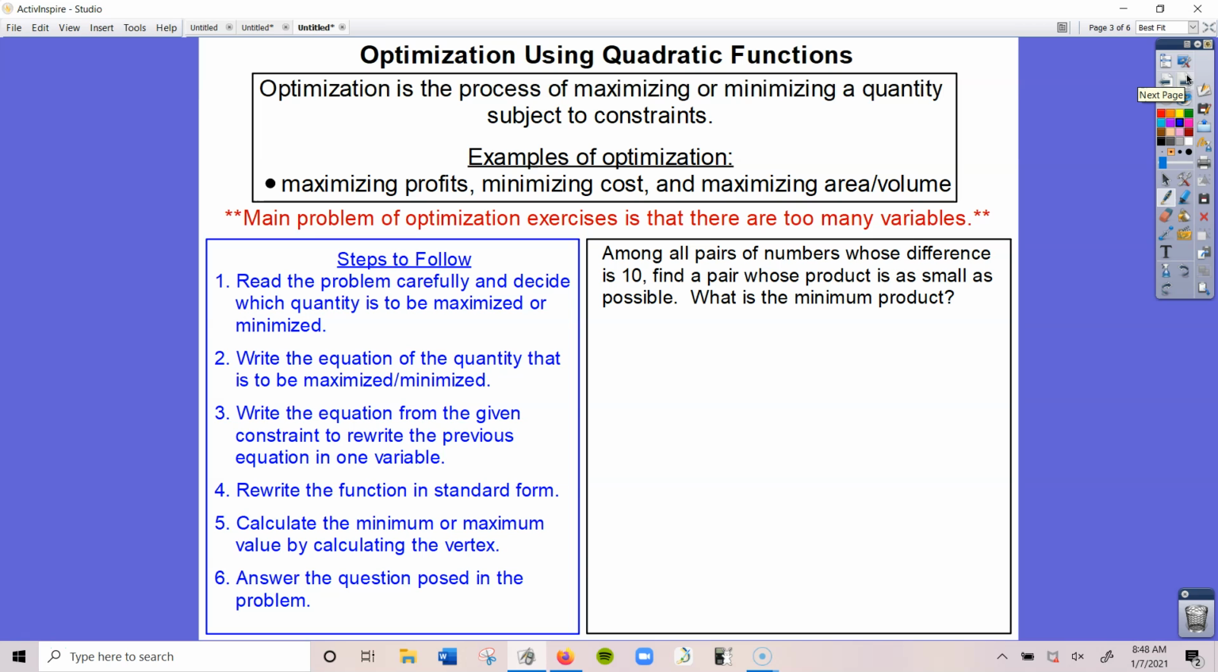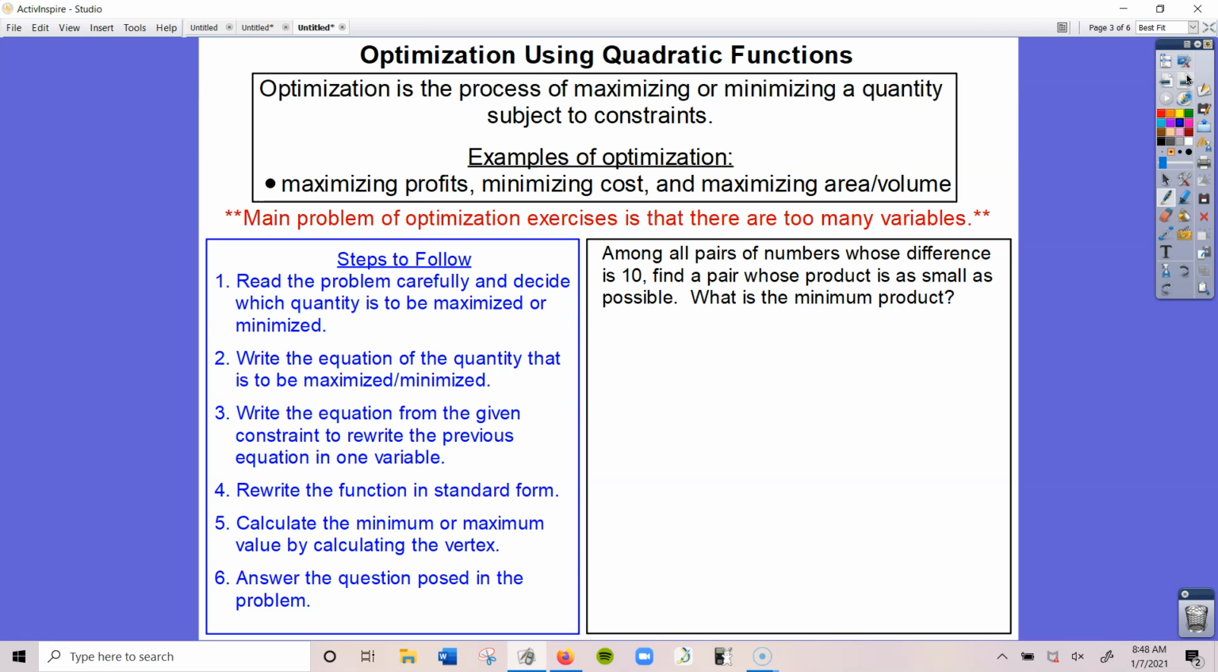Now, another useful tool for quadratics is that we can use it to optimize a function. So optimization is simply when you are either maximizing or minimizing a quantity. Some examples of optimization are when you maximize profits, minimize costs, or maximize area and volume. So we're going to look at how to do so using our quadratics.